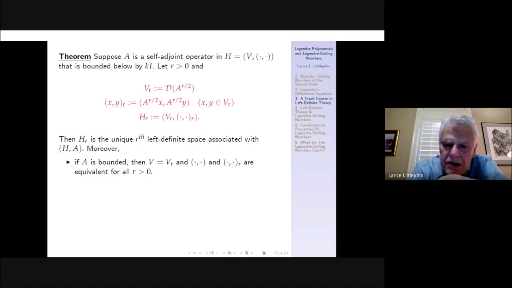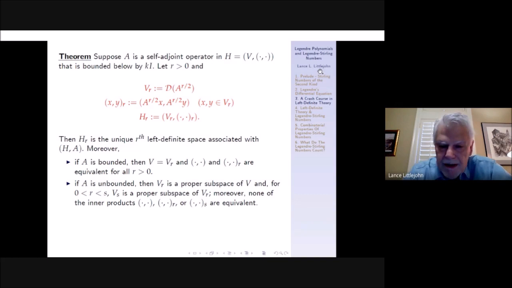Okay, now here's what was interesting when we did this theory. If I took A to be a bounded operator, I get nothing new. Every V sub R is the same as my original vector space, and my original inner product and my Rth left definite inner product are all equivalent for all R positive. So there's no left definite theory if A is a bounded operator. So what happens for unbounded operators? Well, that's where the theory lives.